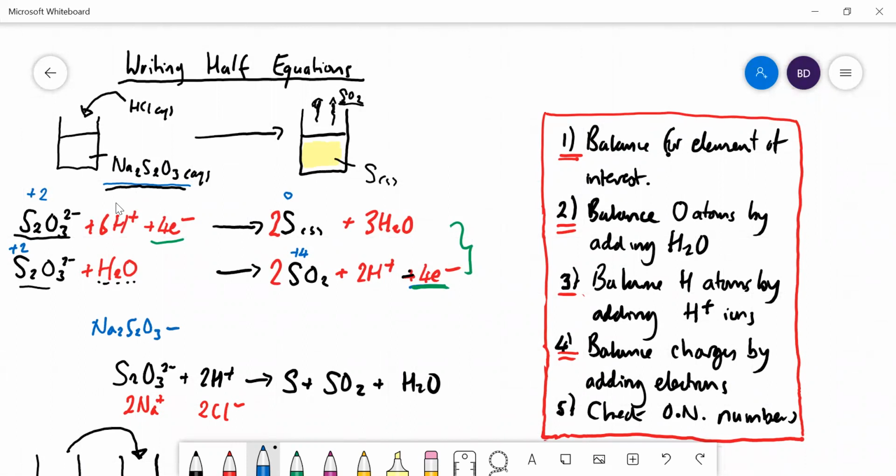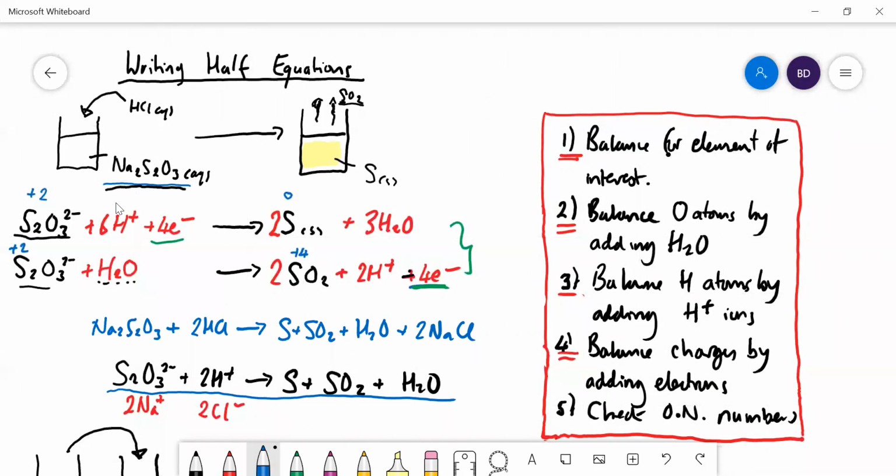You'd write down Na2S2O3 plus 2HCl goes to S, SO2, H2O, and two sodium chlorides. But as I say, this black one would be the one that we want, really, isn't it? Yeah.